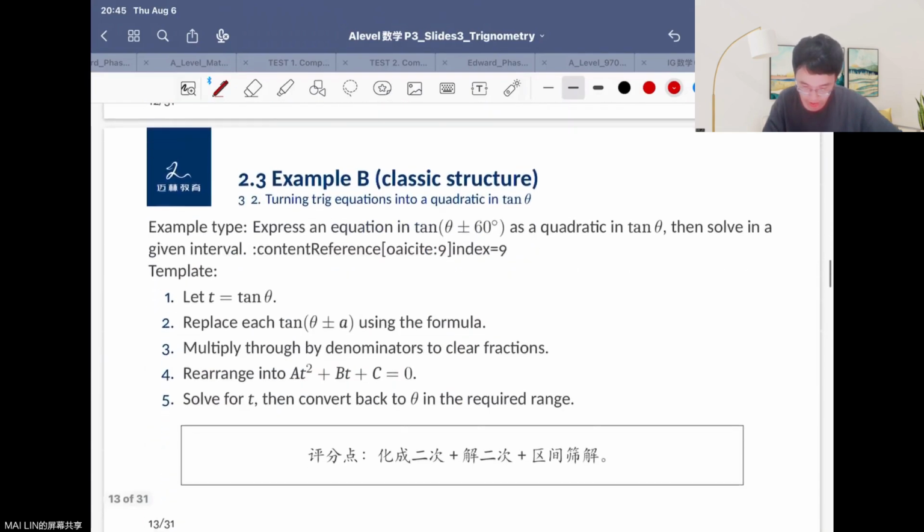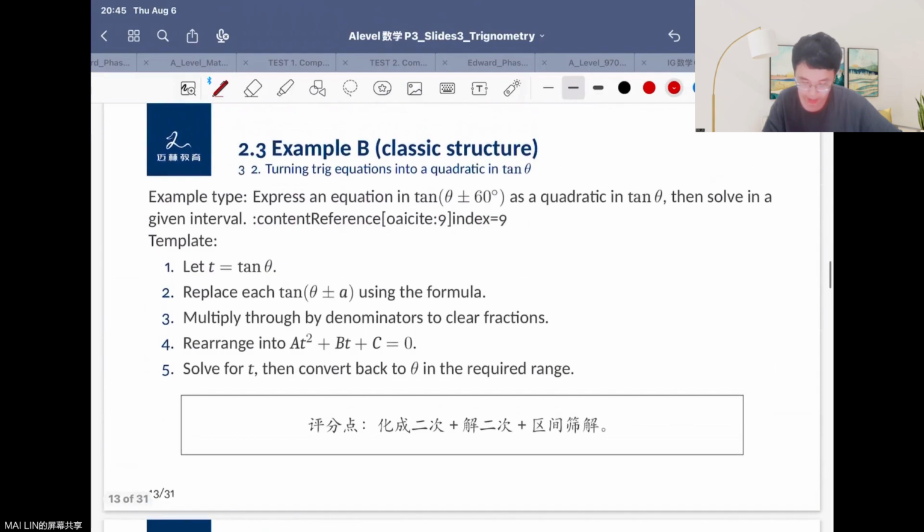So here, maybe I'll give you a very small example. The first step is to substitute t equals tan theta, then replace it, rearrange into the quadratic form, and then solve it for t, where t means tan theta, right? Okay, that is for this.